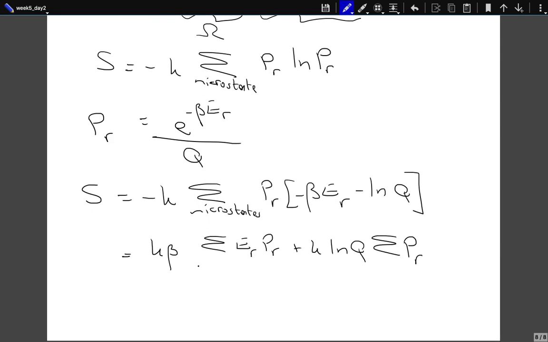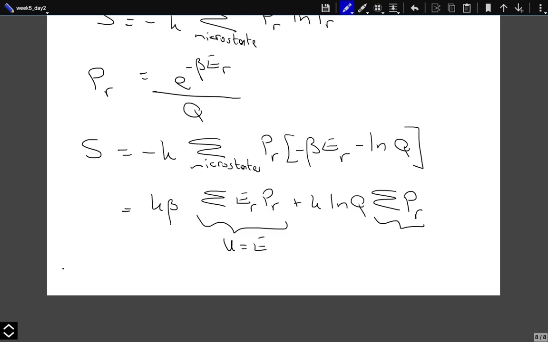This is nothing but the average energy of the system. Well, sometimes we use U, sometimes we use E, whichever one you prefer. That's the energy of the system. And the sum over all the probabilities should be just 1. So logarithm of Q is actually 1 over K times S minus K times beta times E.